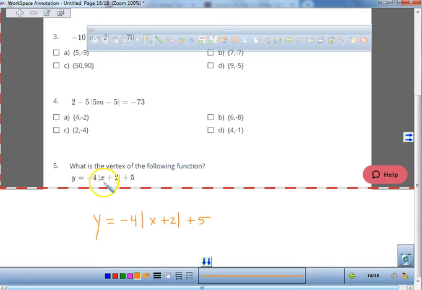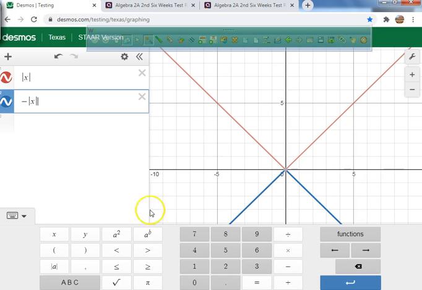The vertex. What number would I plug in right there to make it equal to 0? Negative 2. So I know my vertex is at a negative 2, comma, how much did it shift up? 5. That's my answer. That's my vertex. Now, I will prove it to you. I will prove it to you using Desmos.